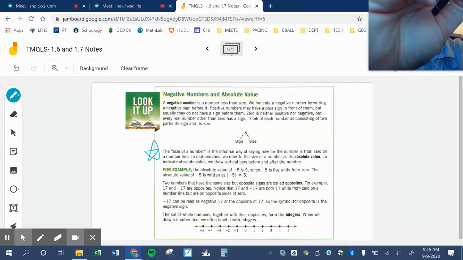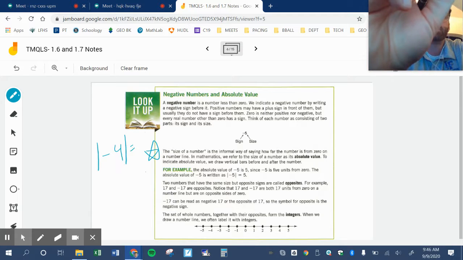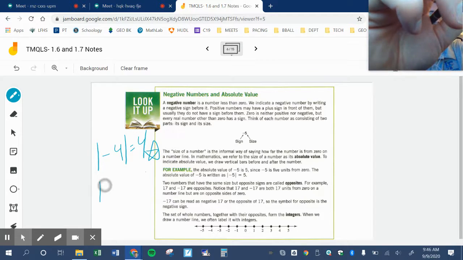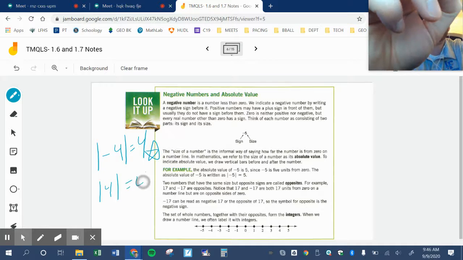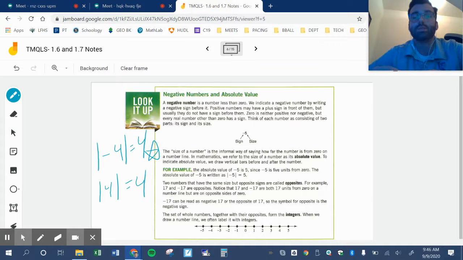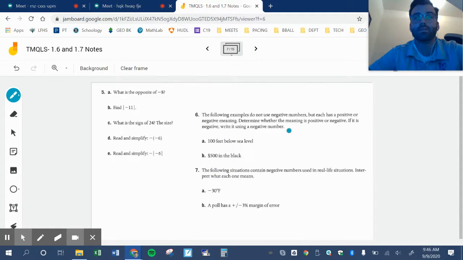If I ask you to take the absolute value of -4, that would just be 4. If I ask you to take the absolute value of +4, that would be 4. Because the absolute value, remember, measures our distance from zero. That's what we are doing. It's 4 units away from zero, and it's always going to be positive. I don't like saying always, but it will always be positive.